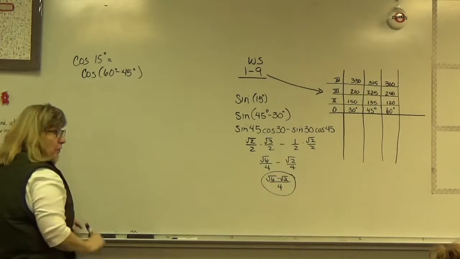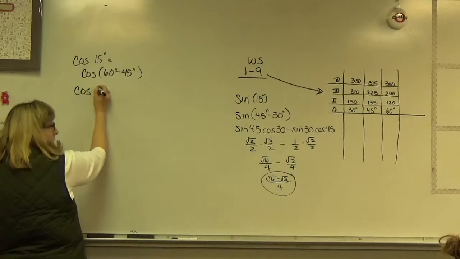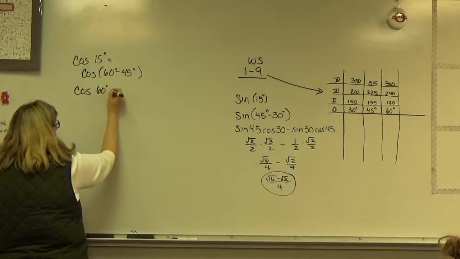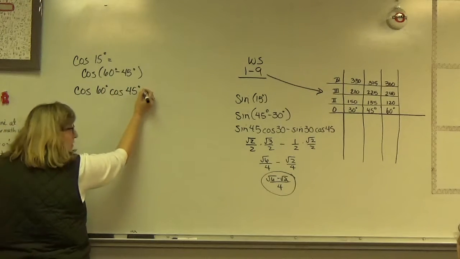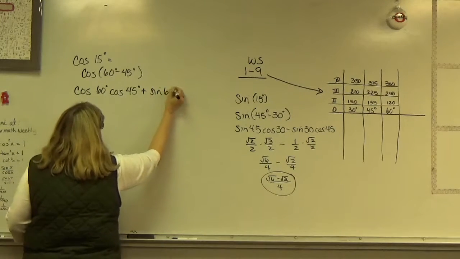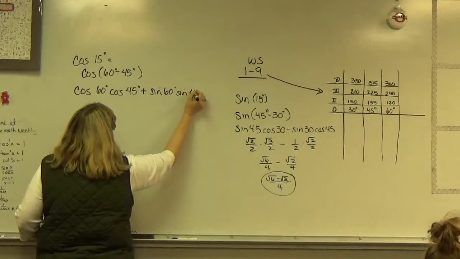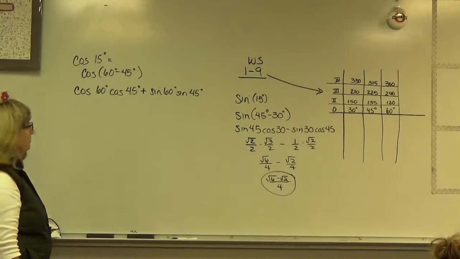So what is the formula for cosine of A minus B? Cosine of the first one, cosine of the second one. This is subtraction, so it's the opposite, so it's plus sine of the first one, sine of the second one. And now you turn to your chart.